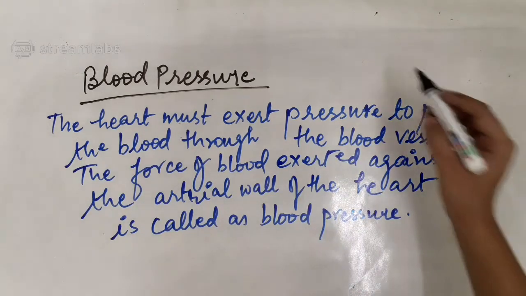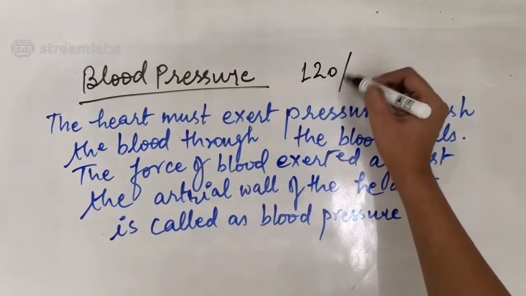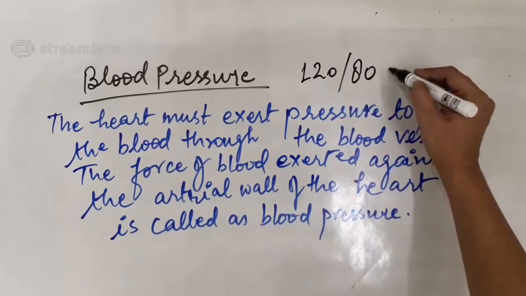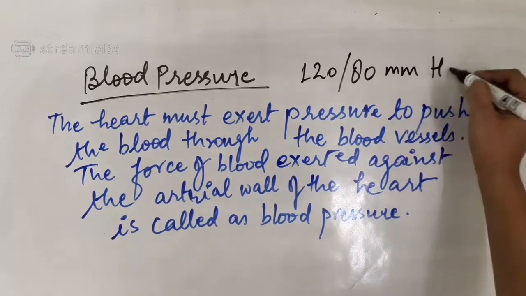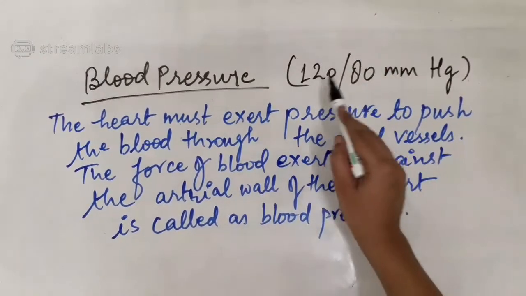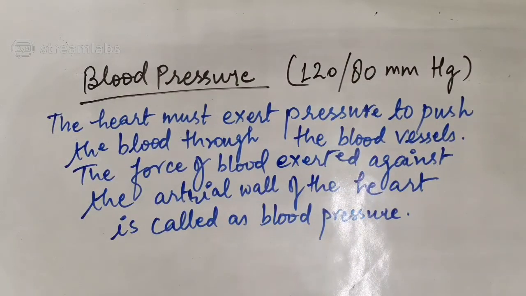normal value is 120 upon 80 mm of Hg. Hg means mercury. 120 upon 80 mm of Hg. This means the pressure is according to an upper limit and a lower limit.